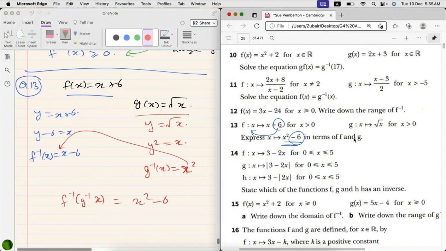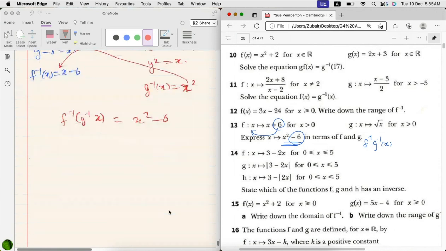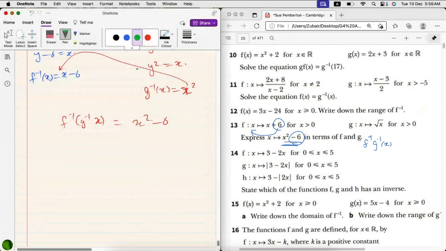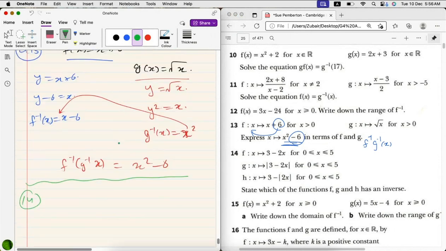So this expression right here, f inverse g inverse x, is responsible for this. So it's x squared minus 6. Wouldn't the x squared multiply with the x? Now we're substituting inside that fraction. See, f inverse is this. So you substitute this whole g inverse inside this. Yes. Okay.